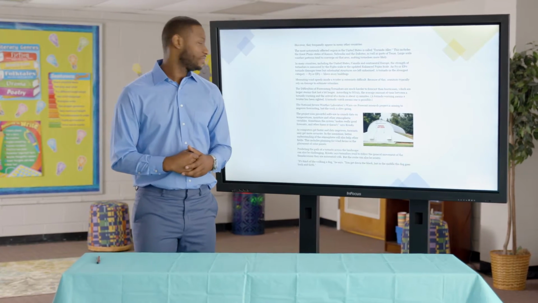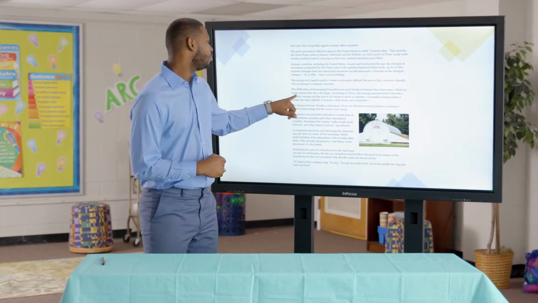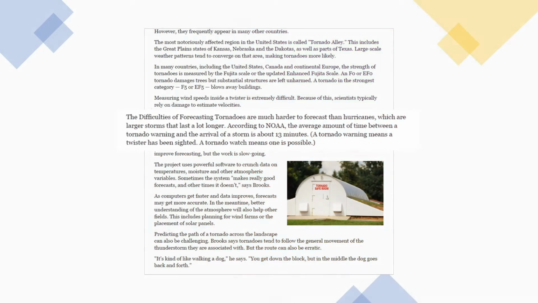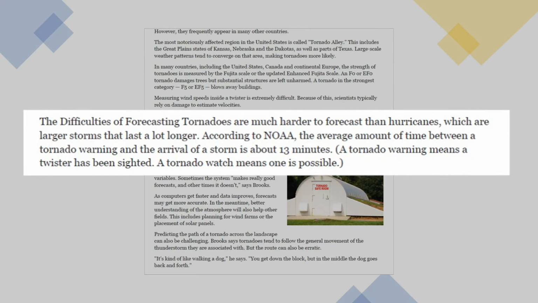Well, welcome back. So hopefully when you read this passage, you learned a lot about weather and about thunderstorms and, of course, tornadoes. So let's take a look at a couple of different paragraphs. Let's look at this paragraph right here that starts with the difficulties of forecasting. Let's read it together. The difficulties of forecasting: tornadoes are much harder to forecast than hurricanes, which are larger storms that last a lot longer.